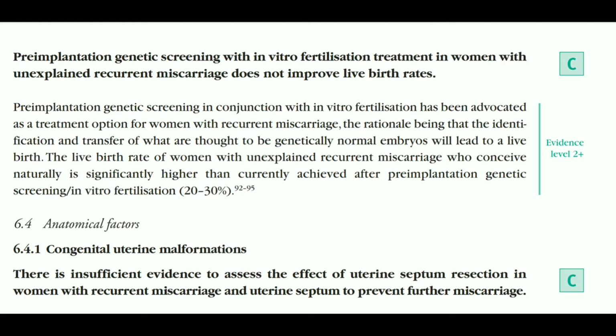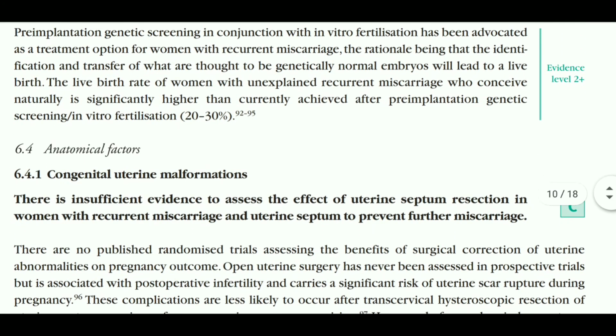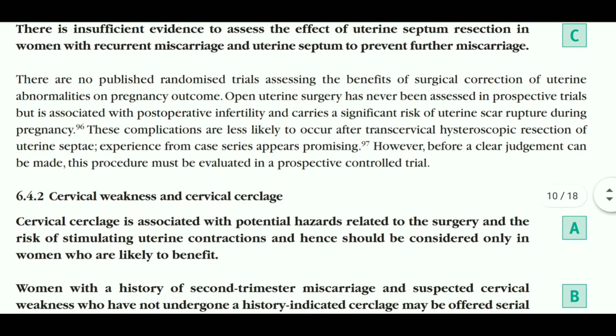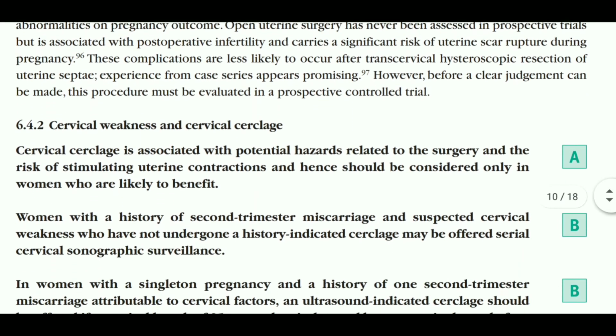Anatomical factors. Congenital uterine malformation. There is insufficient evidence to assess the effect of uterine septum resection in women with recurrent miscarriages and uterine septum to prevent further miscarriages. There is no published randomized controlled trial assessing the benefit of surgical correction of uterine abnormalities on pregnancy outcome. Open uterine surgery has never been assessed in a reproductive trial but is associated with prospective infertility and carries a significant risk of uterine scar rupture during pregnancy, and these complications are less likely to occur after transcervical hysteroscopic resection of the uterine septum, and experience from case series appears promising. However, before a clear judgment can be made, this procedure must be evaluated in a prospective controlled trial.